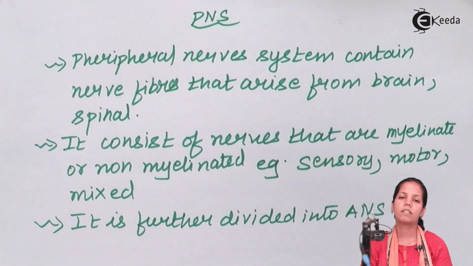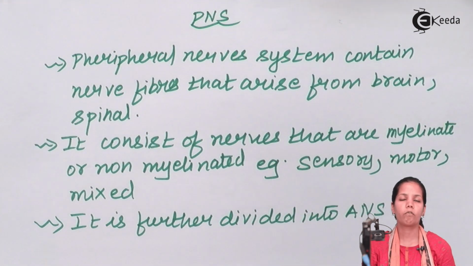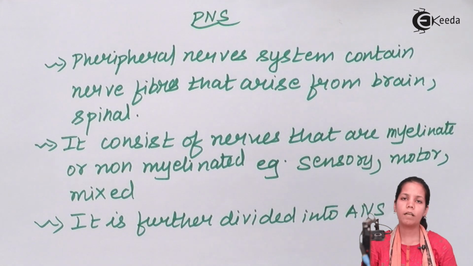Now the peripheral nervous system basically has the nerves that come out eventually from your brain and spinal cord and go to different regions of your body. So whatever comes out and goes outside your body is your peripheral nervous system. Because the nerves go to the different peripheries of the body, the name has been derived.